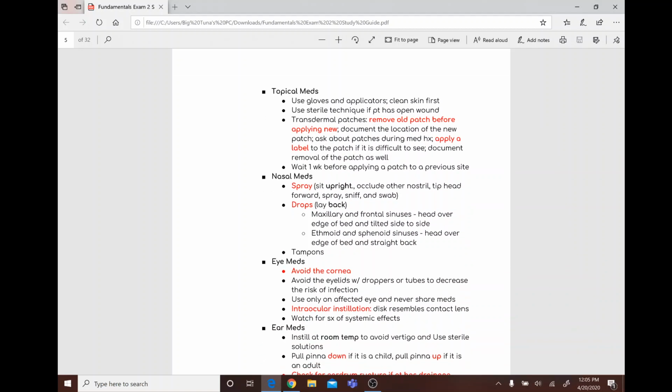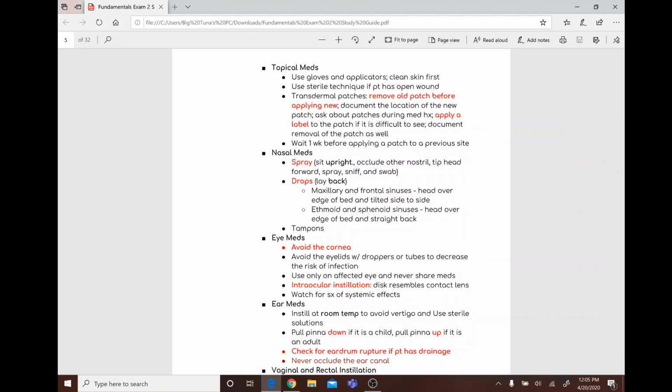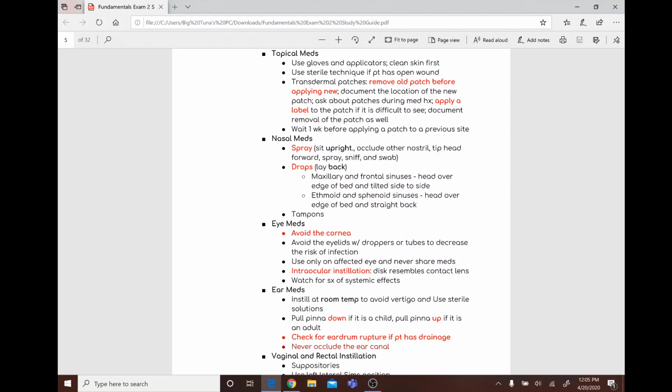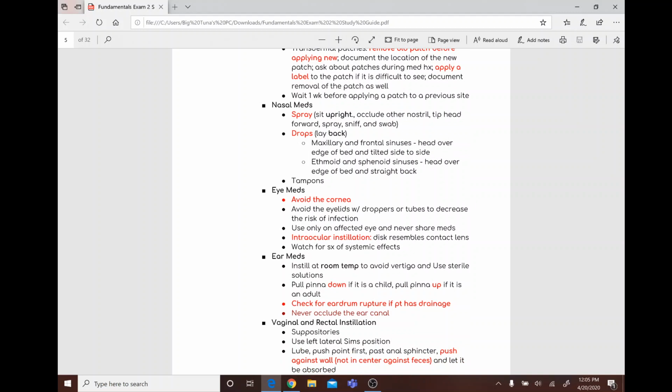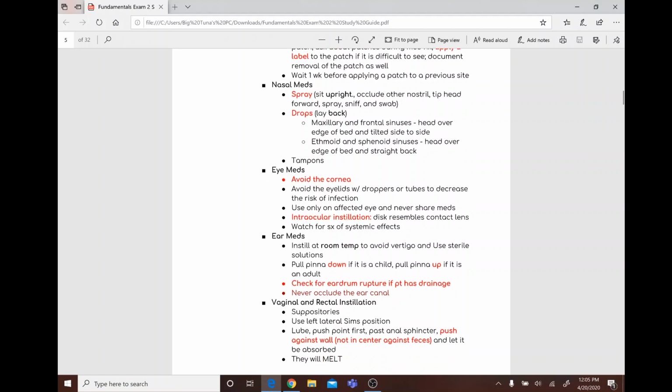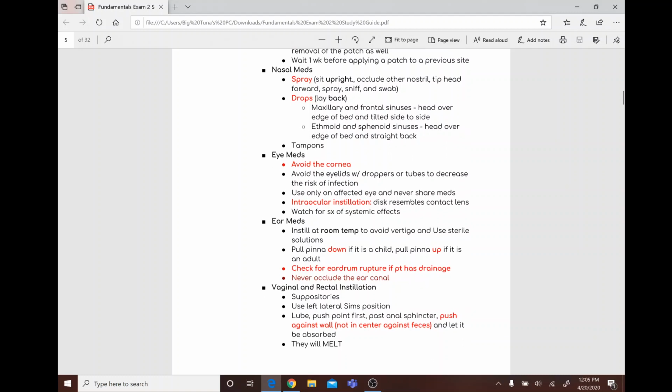What's the position when we're applying nasal meds that are in the form of spray? Sit upright, occlude one nostril, tip head forward, spray, sniff, and swab. Alright, for nasal meds in drop form, how are we going to get the maxillary and frontal sinuses? Head over edge of bed and tilt it side to side. How are we going to get the ethmoid and sphenoid sinuses? Head over edge of bed and straight back.